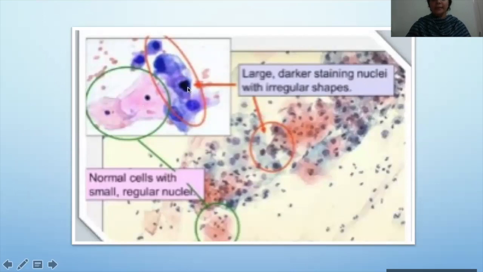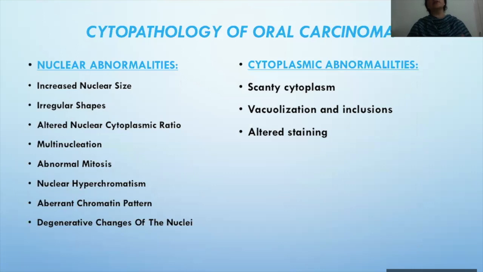And this is the nucleus which has a larger stain. It is a darkly stained hyperchromatic nucleus with the irregular shape of both nucleus as well as the cytoplasm. The cellular as well as nuclear abnormalities can vary. There might be an increase in the shape and in the size of the nucleus. Then pleomorphism, as in the shape of the nucleus as well as the cytoplasm is altered.